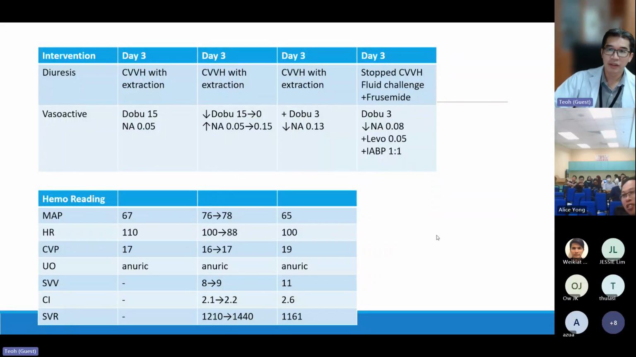And what happened is that they still thought of cardiogenic shock, so they reduced the NORAD further to 0.08, added in levosimendan, which is another inodilator, 0.05 mcg per kg per minute, and added in IABP 1-to-1 augmentation. What will happen if you add in the IABP for the patient?